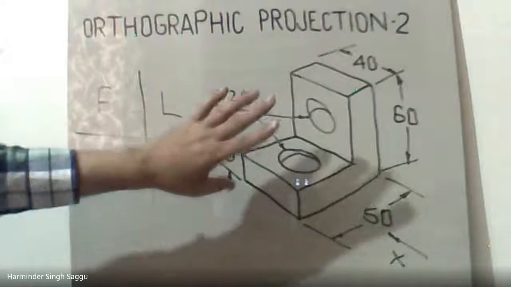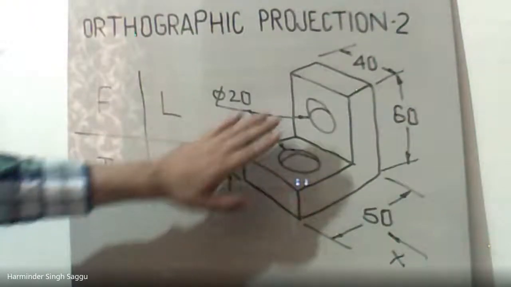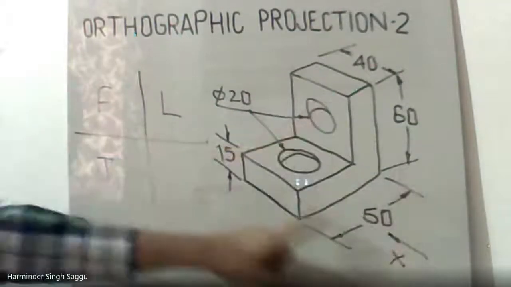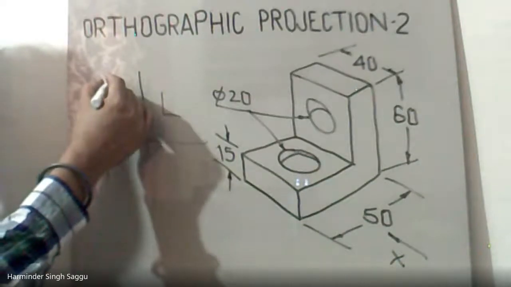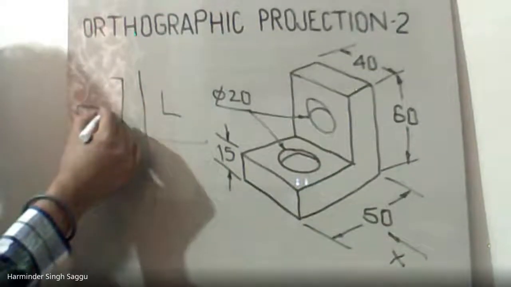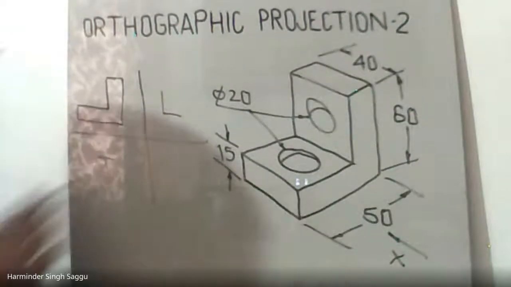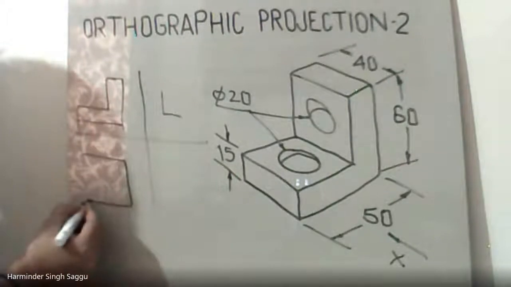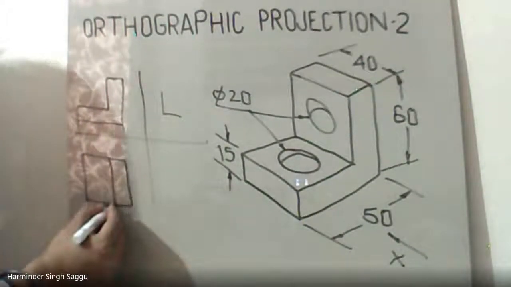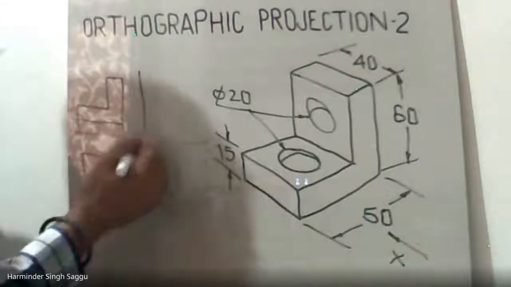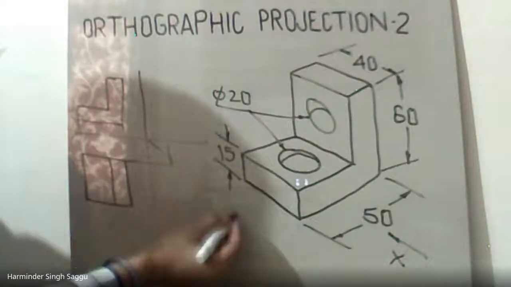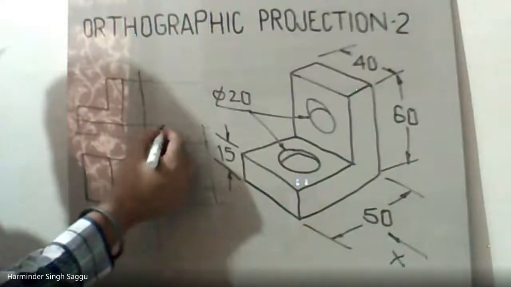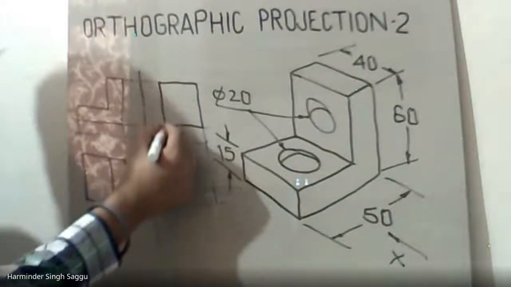Now first, this is your first case, if you remember last lecture, without the holes. First draw, considering there are no holes, just draw as it is. Its front will be an inverted L. Without holes I am drawing first. This is the inverted L as front. For top, this is its top, without any holes. Left side view, interline. This is its left side view without any holes.